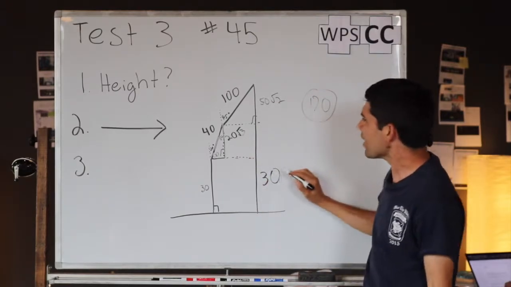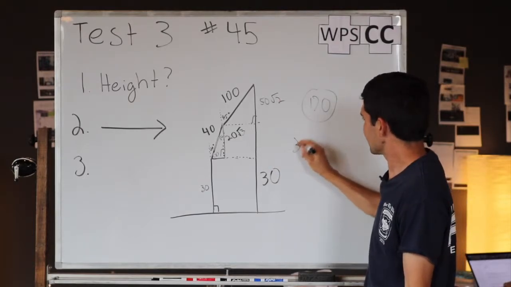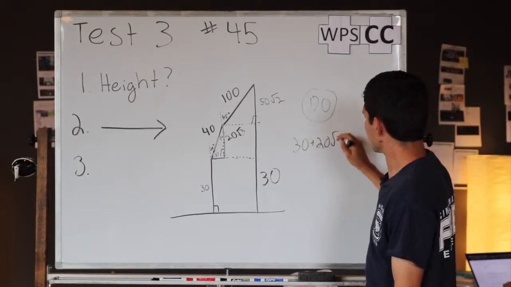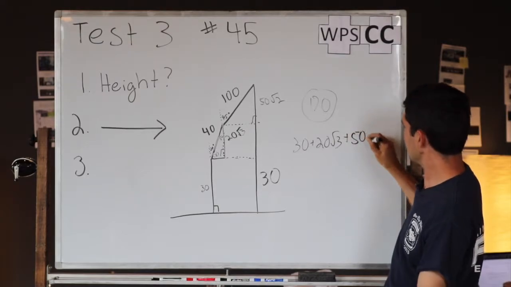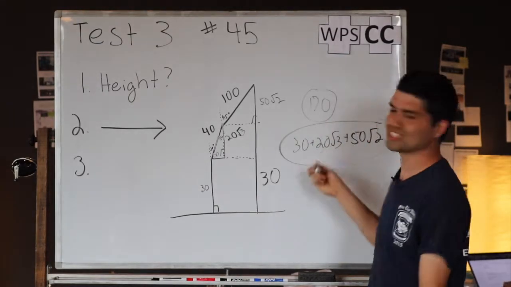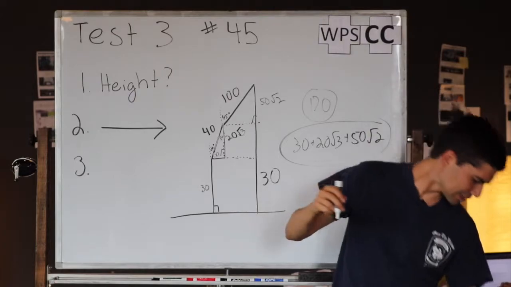But now we have all these heights, 30 plus 20 root 3 plus 50 root 2. And now check it out. That's your answer choice. Letter E.